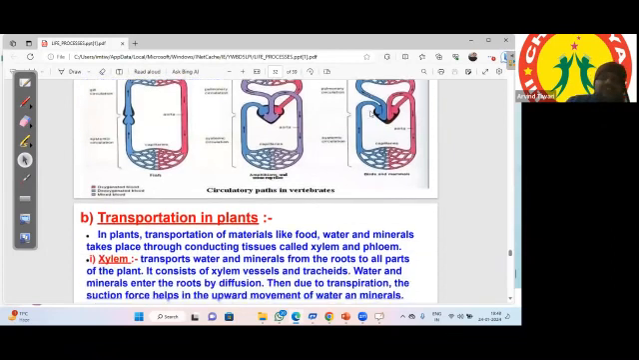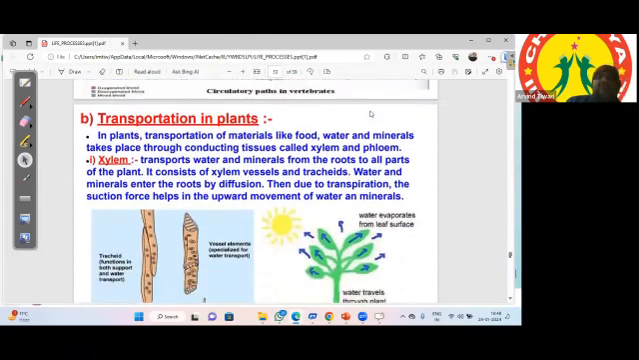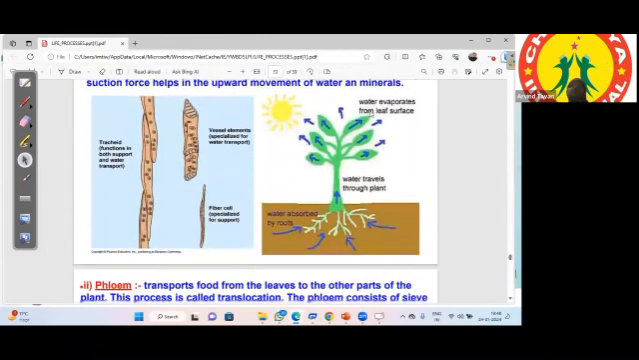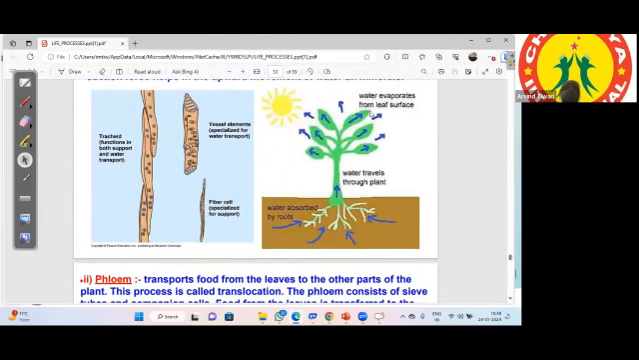You see transportation in plants. Plants mainly perform two types of transportation, that is transportation of water and transportation of food. So at this stage, can you define sap? What is sap? Yes, what is sap? Sap is the fluid mixture containing water and nutrients that is necessary for the plant.